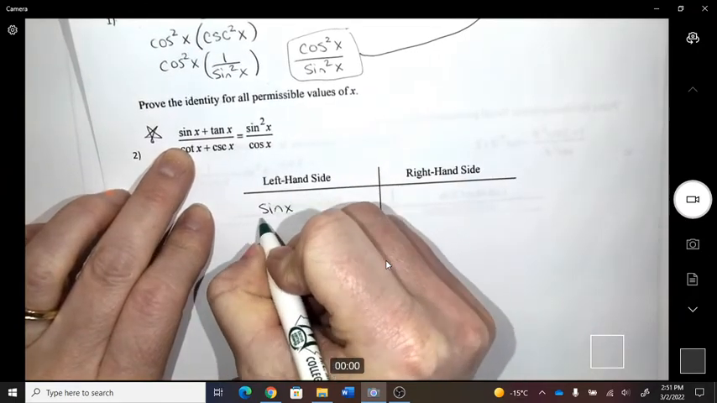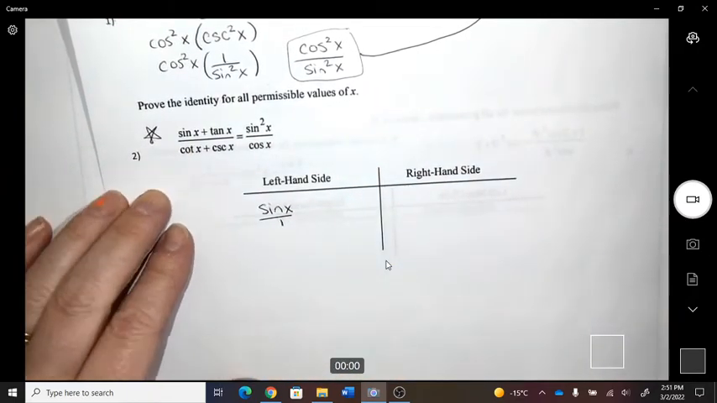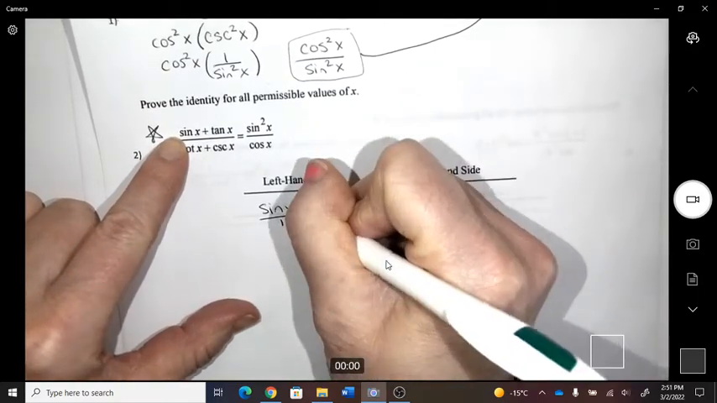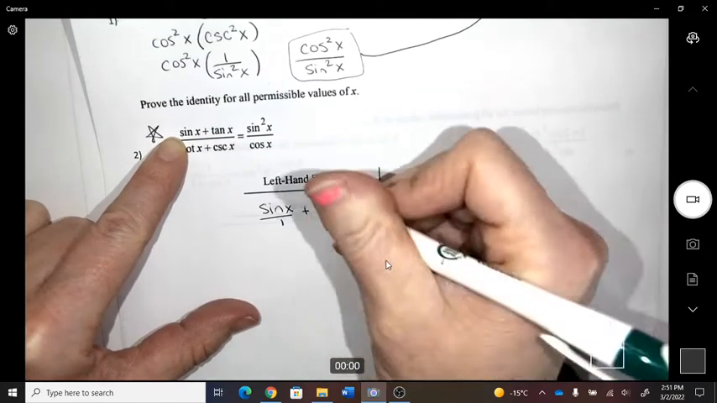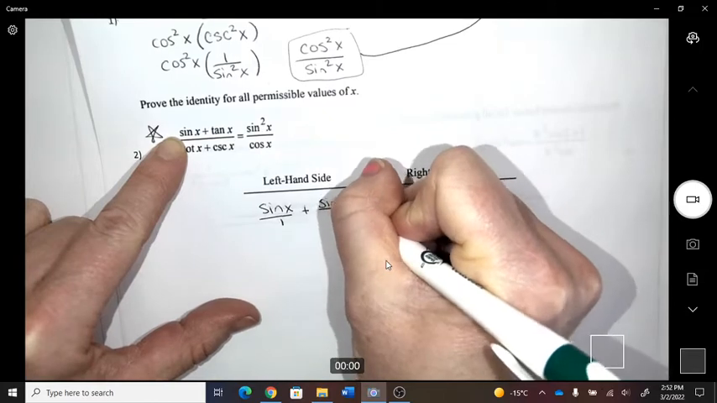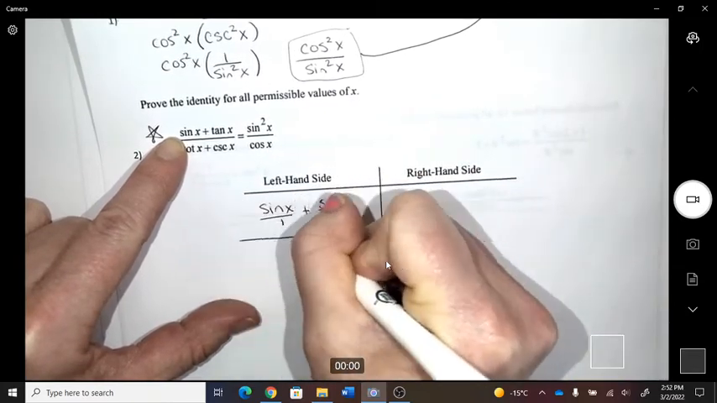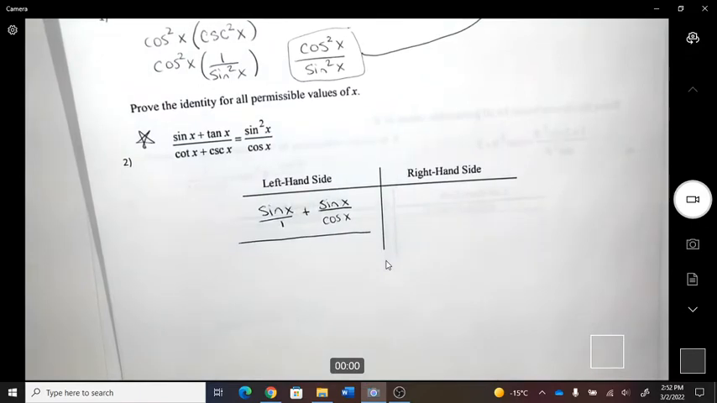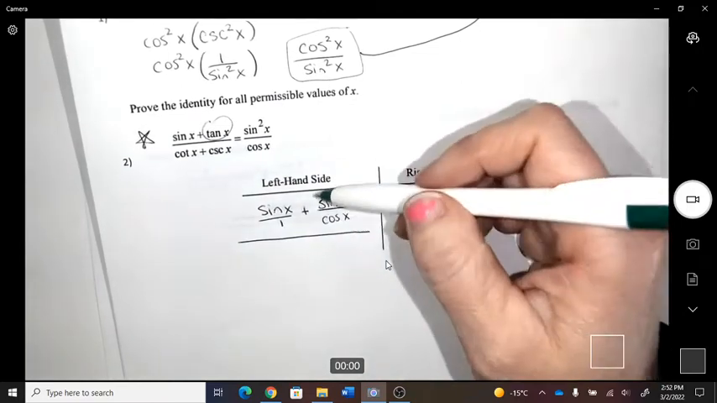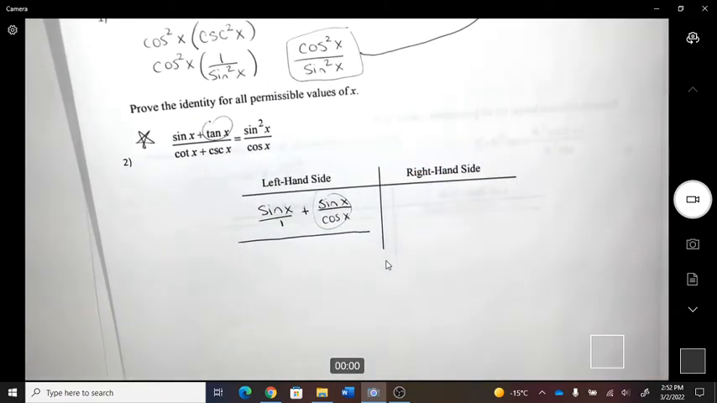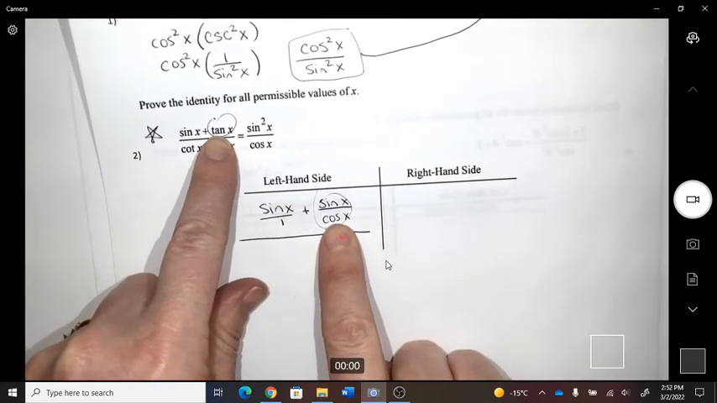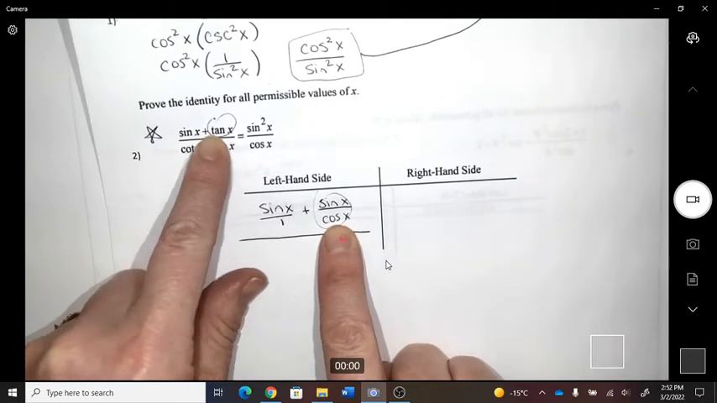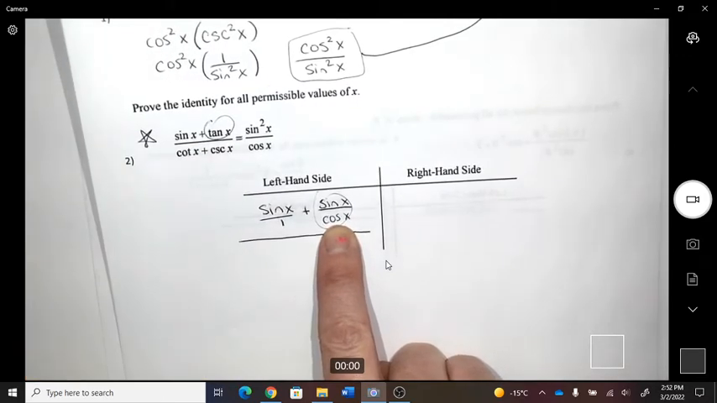So sine x, I'm just going to write it over 1. I didn't do anything to that. Plus tangent. What are you going to do with the tangent? Sine x over cos x. I replaced that tan with that. That's all I've done right there. We okay with that? The sine x I left, but I just wrote it over 1 because I knew I'm just going to work with a bunch of fractions.